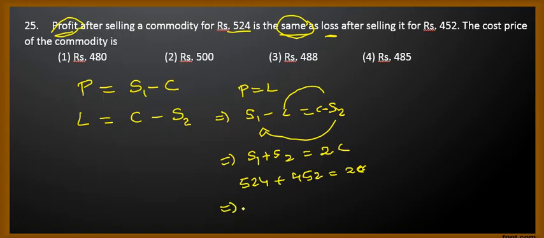This implies 2C is equivalent to 524 plus 452, which is equivalent to 976. 2C is equal to 976. C is equivalent to 976 by 2, that equals 488 rupees. The answer is option 3.